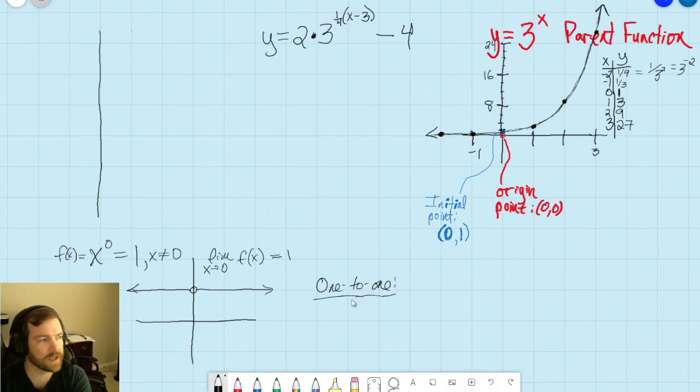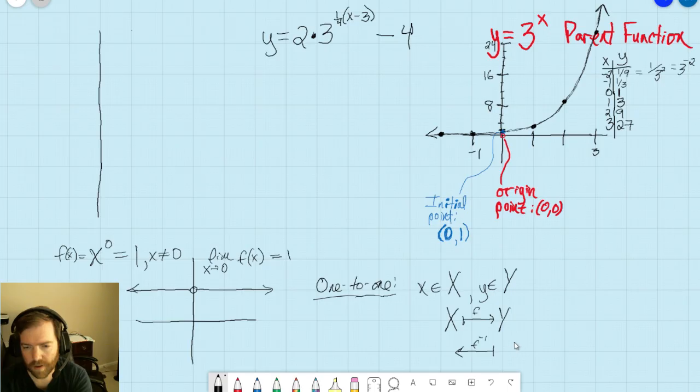So yeah, one-to-one is a bijection, where you're saying that you have a group of x values, which we generally call... oh, you know what? That's good. X will belong to big X, and Y belongs to big Y. Then your function maps x onto y, and your inverse function, if one exists, will map y onto x.